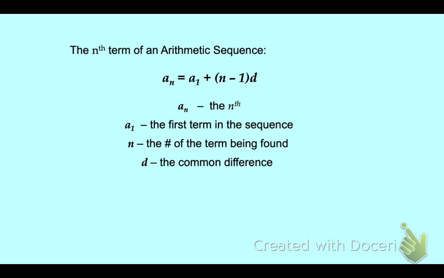So a sub n is any term. A sub 1 is the first term. N is the number of the term you're finding. And in the formula, this is like your y and this is like your x, so we don't fill them in. And your d is your common difference. So there are 1, 2, 3, 4 unknowns in there. As long as you have 3 of them, can you find any of the other ones? So will I be asking for like n? Will I be asking for a sub 1?